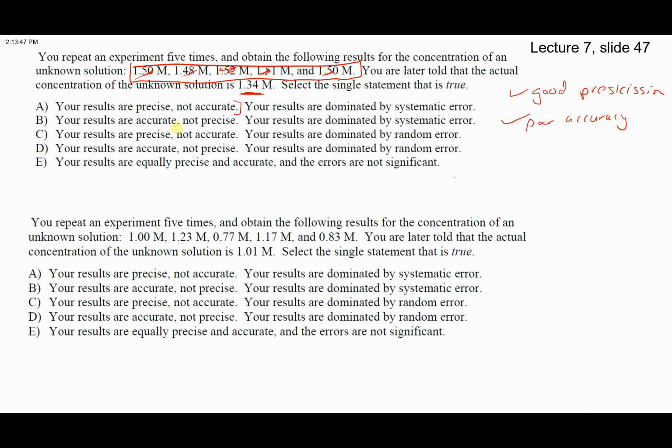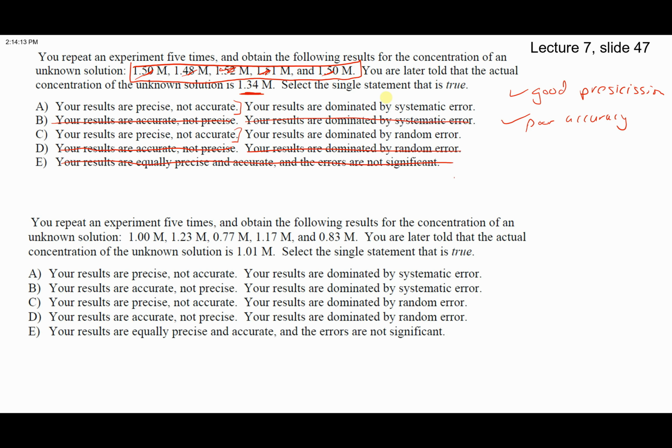Your results are accurate and not precise. No, that is absolutely wrong. Once again, your results are precise, not accurate. We already talked about that at the top. Your results are accurate and not precise. We already talked about that, and that is wrong. And your results are equally precise and accurate, and the error is not significant. Well, they're not equally precise and accurate. So now we're down to 2.